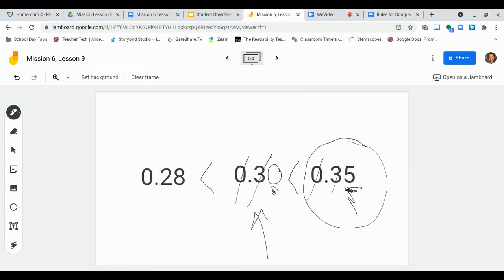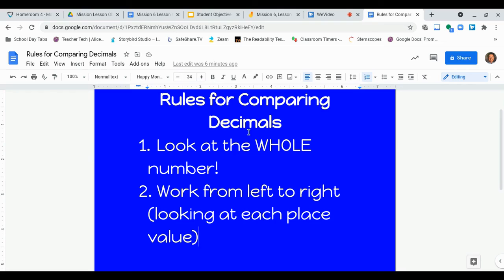So again, first look at the whole number. Look at the whole number first. If one of the whole numbers is bigger, if you have 222 whole numbers in one and 52 whole numbers in the other, well, the 222 is going to be greater because 222 is a lot bigger than 52. And then if they have the same whole number or they both don't have any whole number, then you're just going to work from left to right in the decimals. So start with the tenths place and then work your way to the hundredths place if you need to. And that's how you can compare decimal numbers.